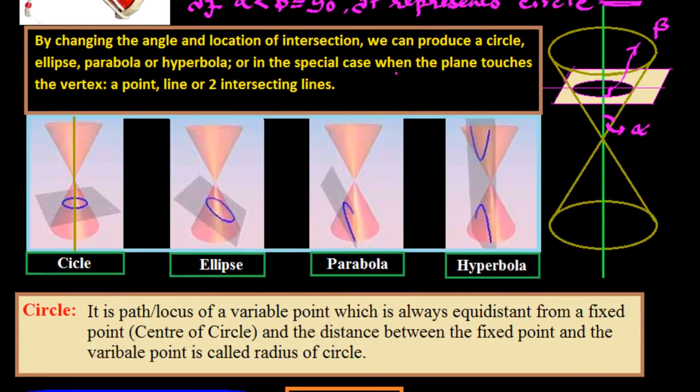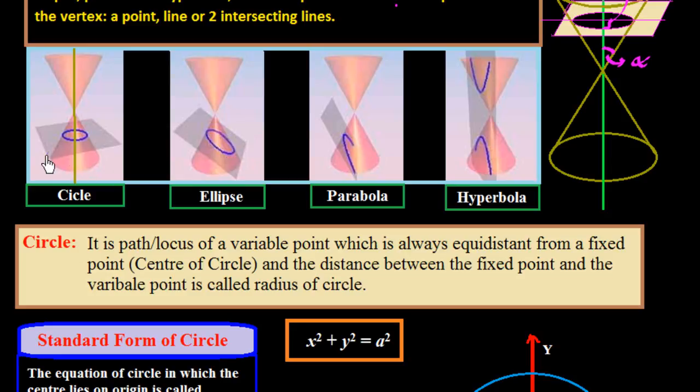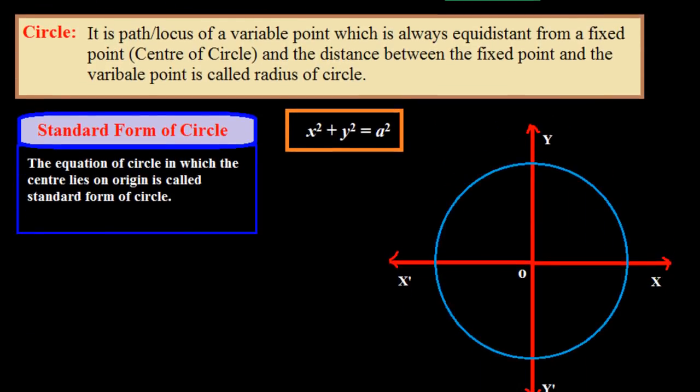Now look at here in these figures, you will see the circle, the conic section. It is a circle, it is the ellipse, this one is the parabola, and finally it is a hyperbola. We will study all this in our coming sessions. So here we only study about the circle. First I would like to define circle. It is the path, the locus, of a variable point which is always equidistant from a fixed point, which is called the center of the circle, and the distance between the fixed point and the variable point is called the radius of the circle. So this is the definition of circle.